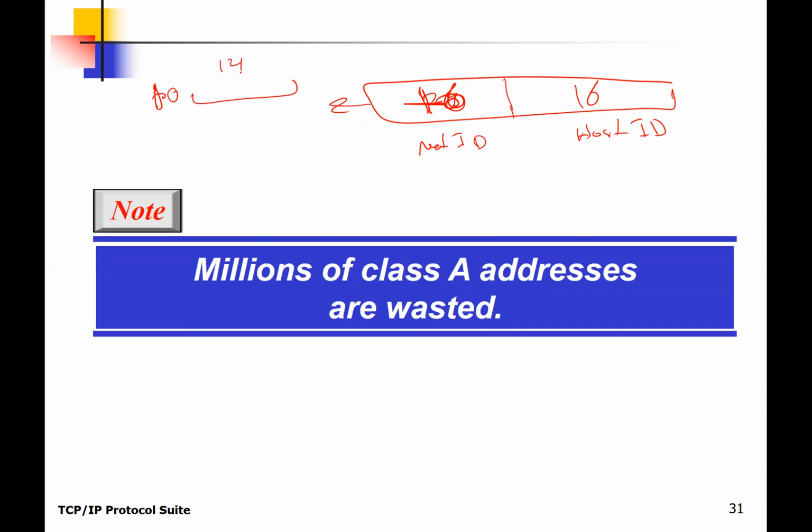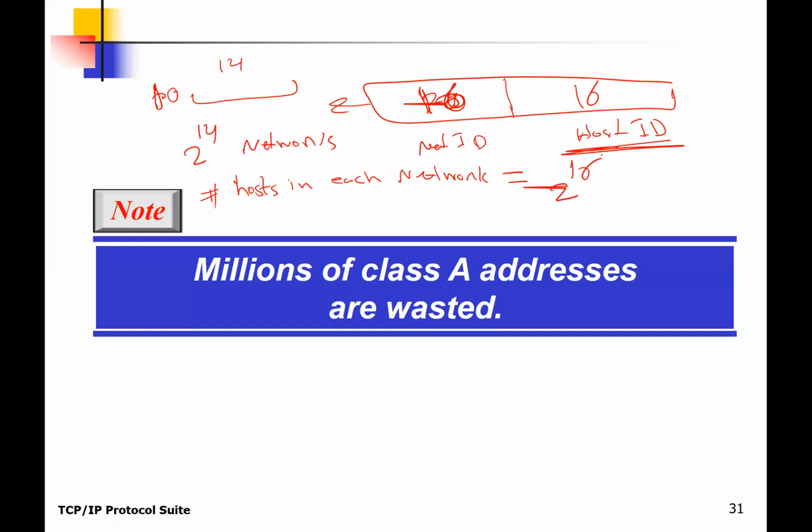14. How many networks then can I use here? 2 to the power 14 networks. Okay. How many hosts for each network? Number of hosts in each network equals? That's the host ID. So how many hosts? 2 to the power 16.